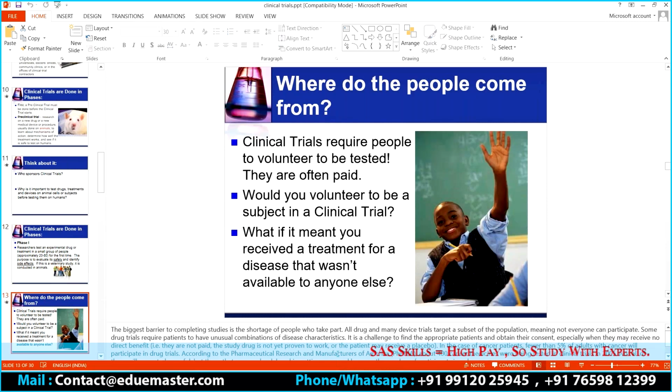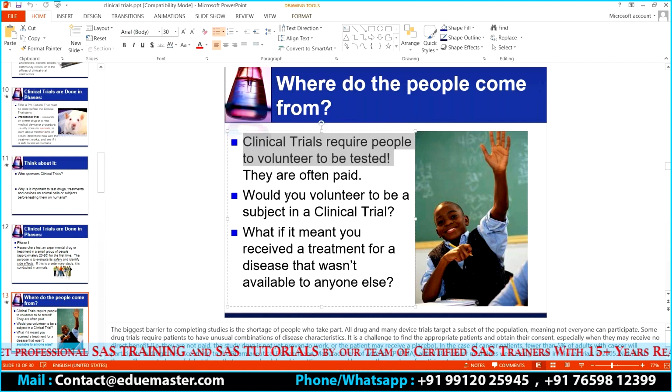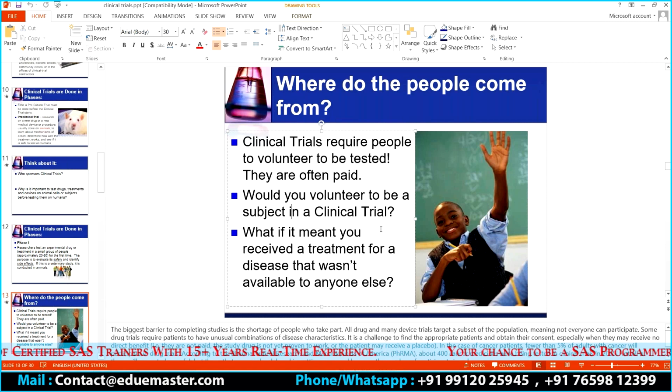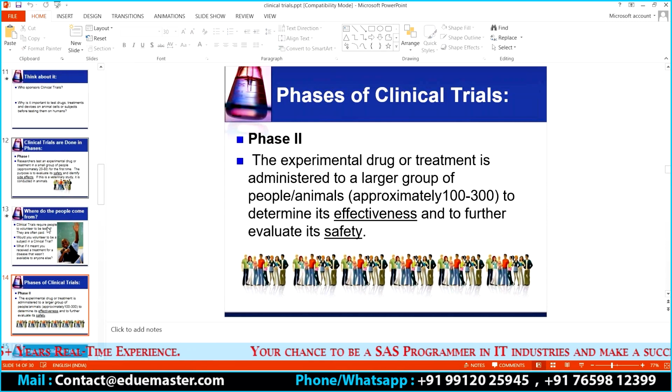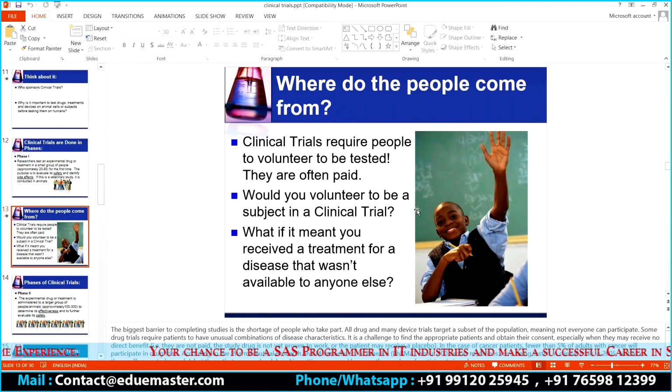And then the main thing, when I say that, hey, I'm just going with the clinical trials on a smaller group, where will these people come from? How do you find them, right? Most of the time they are going to be volunteers. Most of the time. Sometimes they will get paid as well, right? Would you volunteer to be a subject in a clinical trial? What if it meant you receive a treatment for a disease that wasn't available to anyone else?